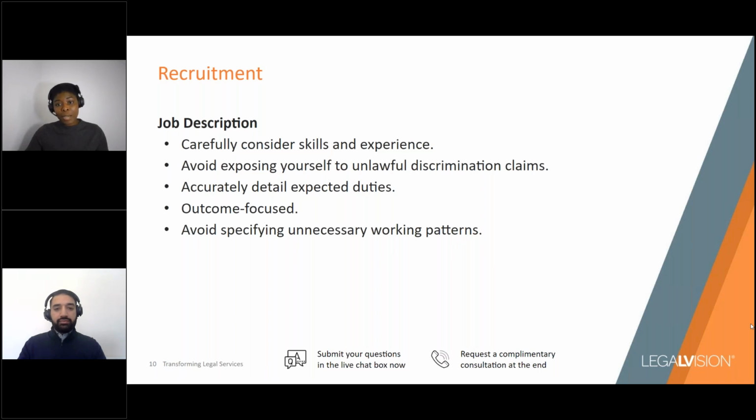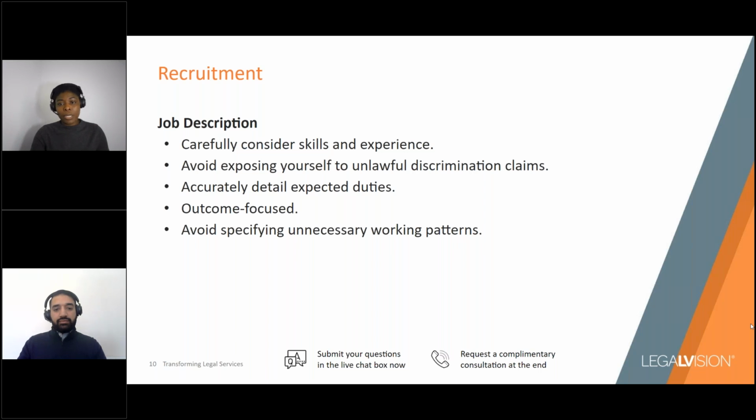So the next step now is you've decided you want an employee or perhaps a worker, and we're looking at recruitment. So as your business grows, you will be looking to hire new staff. And when you're thinking about recruitment, I'll touch on certain things you have to bear in mind or consider. And the first one is actually the job description.